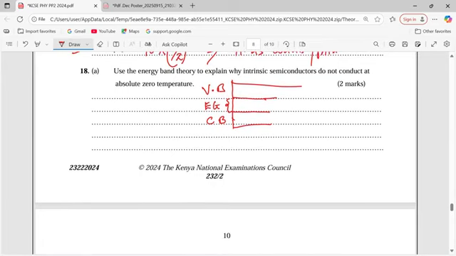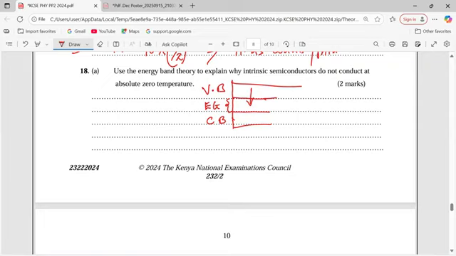Therefore, we have an empty conduction band and an almost completely filled valence band. Electrons are supposed to cross through the forbidden gap into the conduction band. But at room temperature, the electrons do not have sufficient kinetic energy to move, as opposed to when heated a little bit. When semiconductors are heated, they conduct.